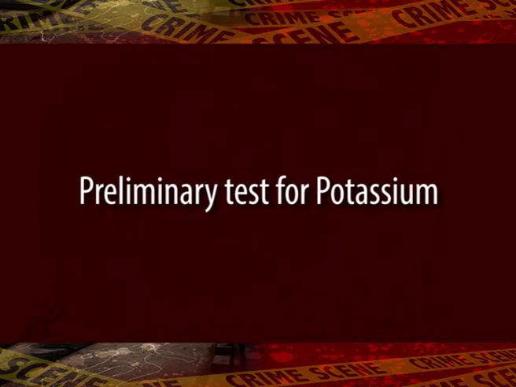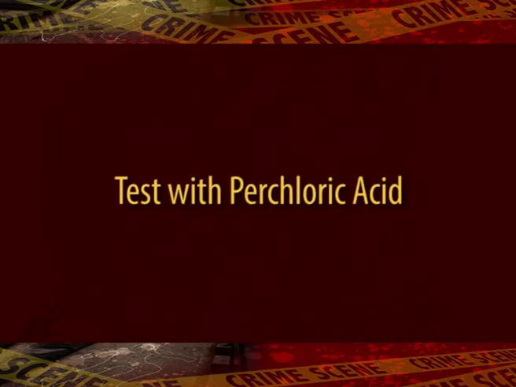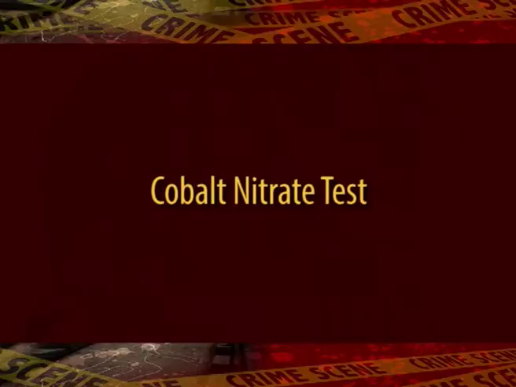Preliminary test for potassium. Test with perchloric acid. The test solution is neutralized with HCl. A few drops of aqueous solution of perchloric acid is added to 2 ml of neutral solution. A white crystalline precipitate appears. Cobalt nitrate test. The test solution is acidified with acetic acid. A few drops of freshly prepared solution of sodium cobalt nitrate is added. A yellow crystalline precipitate of potassium cobalt nitrate is formed.